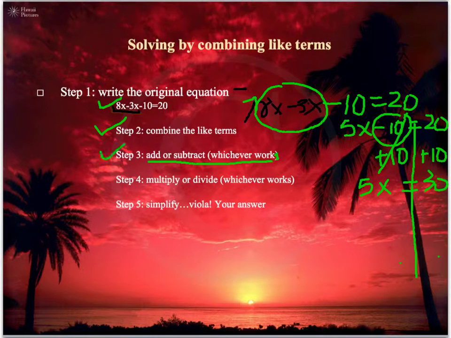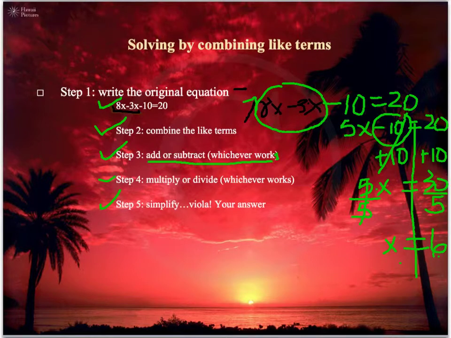So, step 3, check. Step 4, multiply or divide. Well, right here I've got 5 times x. So what undoes multiplication? It's division. So I'm going to divide both sides by 5. They cancel out because anything divided by itself is 1. So I have x equals, and 30 divided by 5 is 6.